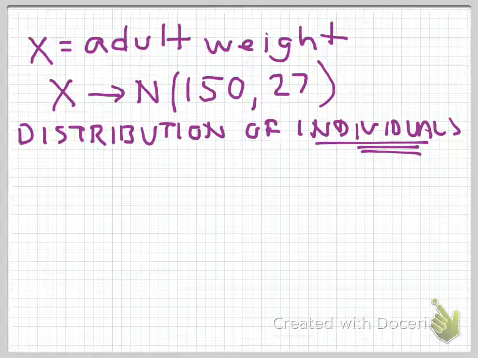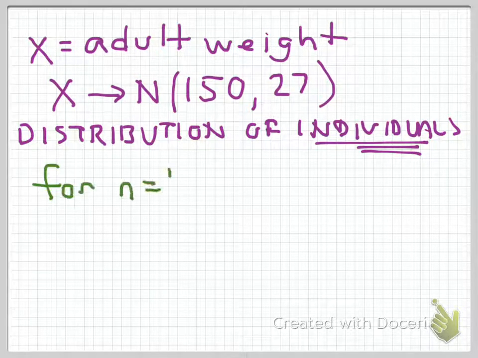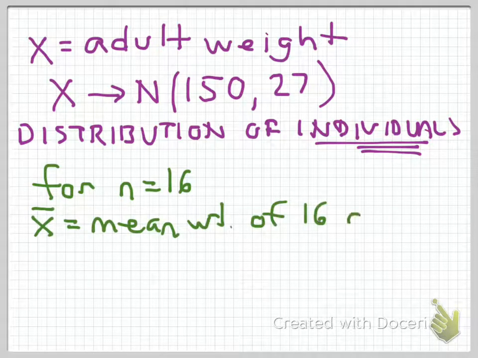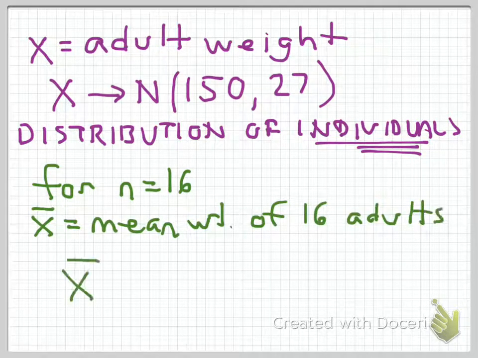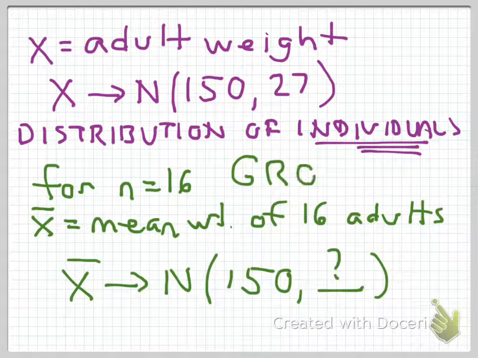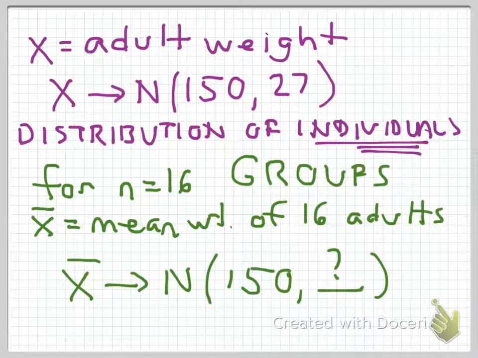So I need to consider what happens when we have 16 people getting in an elevator and how that's distributed. And we know from the rules that we learned last week that for 16 people, we need to consider the sampling distribution of the mean weights of those 16 people. So we're no longer worried about what x is, we're worried about what x bar is. And we know that if x bar is the mean weight of 16 adults, since the population is approximately normal, the sampling distribution will also be approximately normal. The mean of the sampling distribution is 150 because it's the same as the mean of the population.